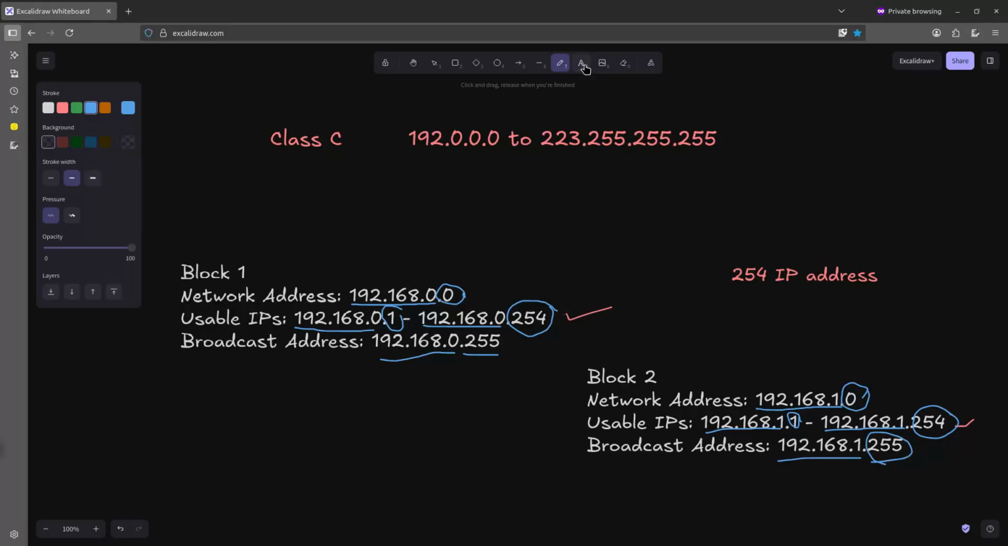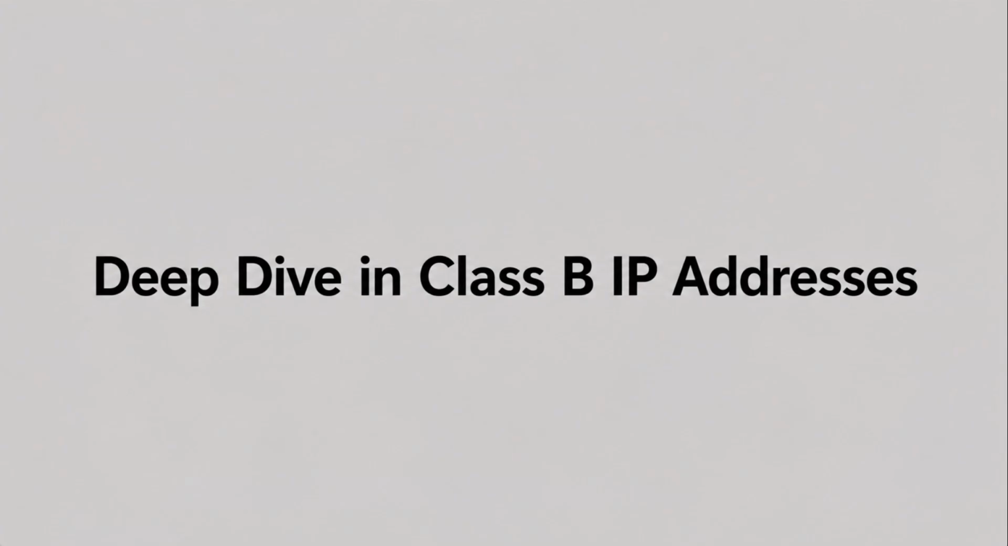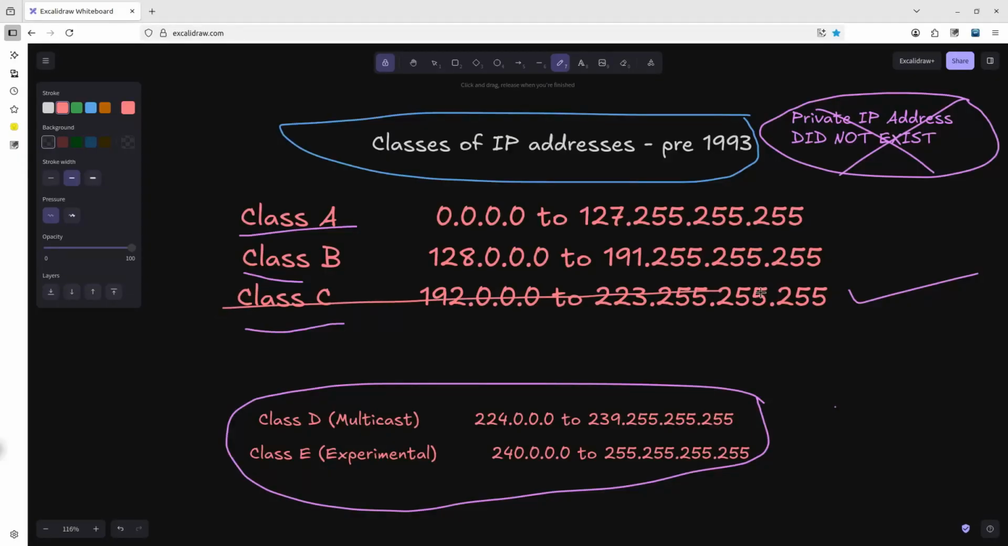Because of the way it is designed, we usually identify this as network.network.network.host. Okay, makes sense? So this is how the class C IP address infrastructure was designed. Okay, now let's go to class B. Now that we have completed class C, let's get into how class B is. Let's deep dive into this.